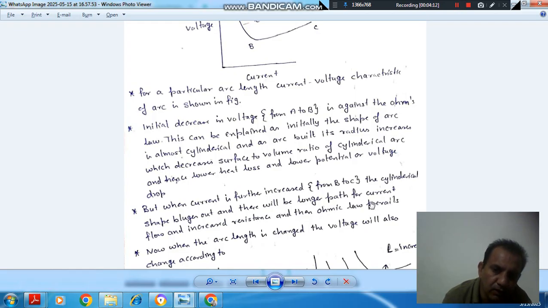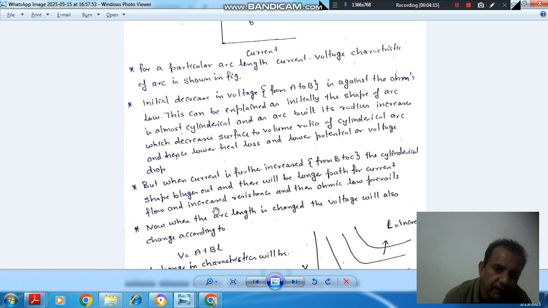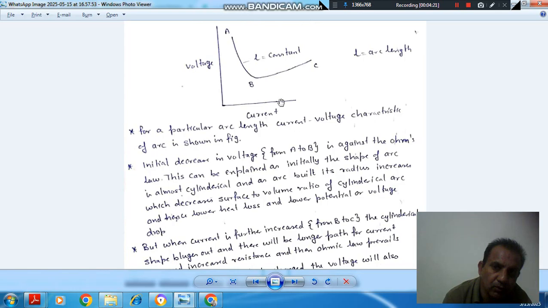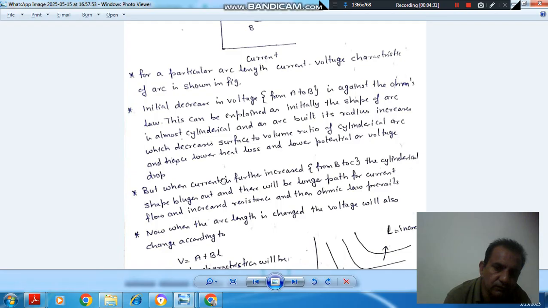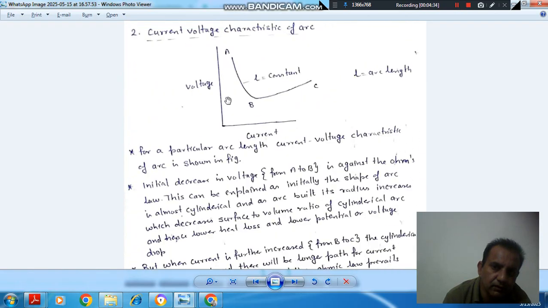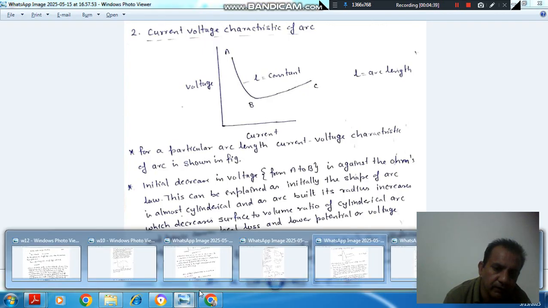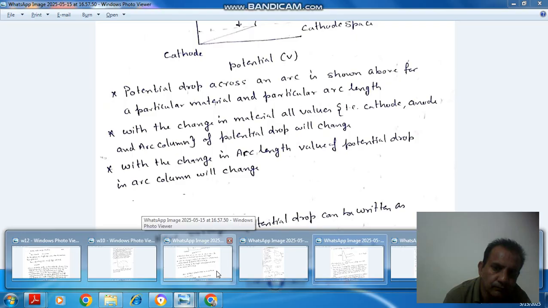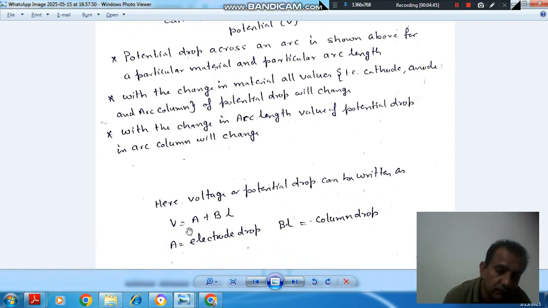There will be a longer path for current flow and increased resistance. Then Ohm's law prevails. Now resistance will increase, so we can apply Ohm's law here. V is directly proportional to I. So as current increases, V also increases. Now this is the characteristic for a particular arc length, and here we have studied that the potential relationship with arc length is V is equal to A plus BL.